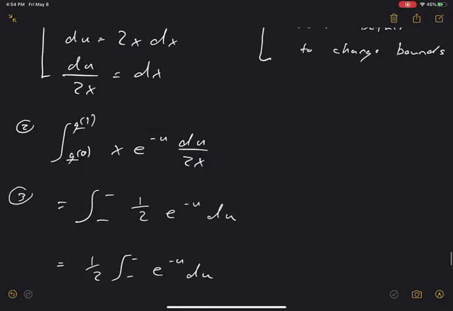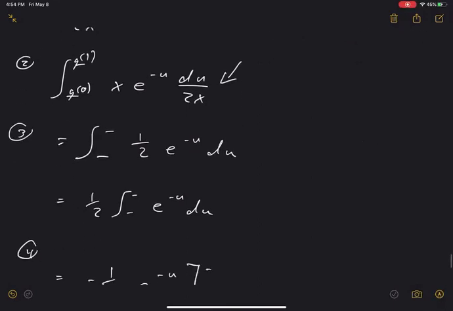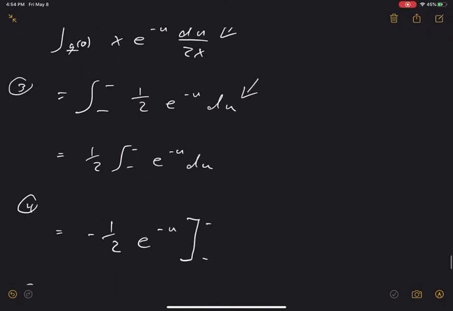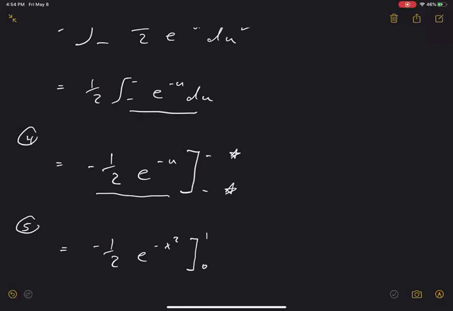Okay, so I do my u-substitution. I don't worry about the bounds. I just change the stuff inside the integral. Okay. And once I make my substitution, I get this 1/2 e to the negative u du. I pull my 1/2 outside. I integrate this thing. And my antiderivative should be negative 1/2 e to the negative u. And I should be evaluating that at my new bounds. But again, I didn't bother finding out what my new bounds are.